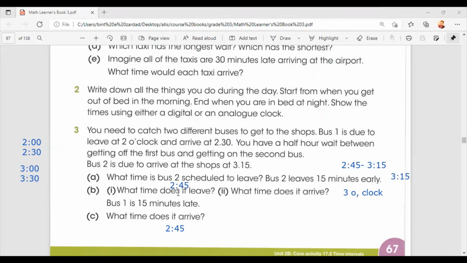Okay, what time does it leave? Obviously 2:45, it's written as it. What time does it arrive? 3 o'clock? No, not 3 o'clock, 3:15. The arrival time is 3:15, not 3 o'clock, because the bus leaves the stop 15 minutes earlier. So we can write here 3:15.